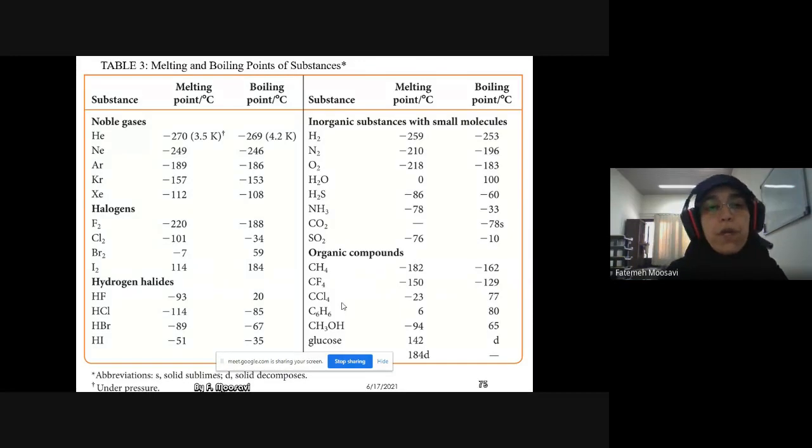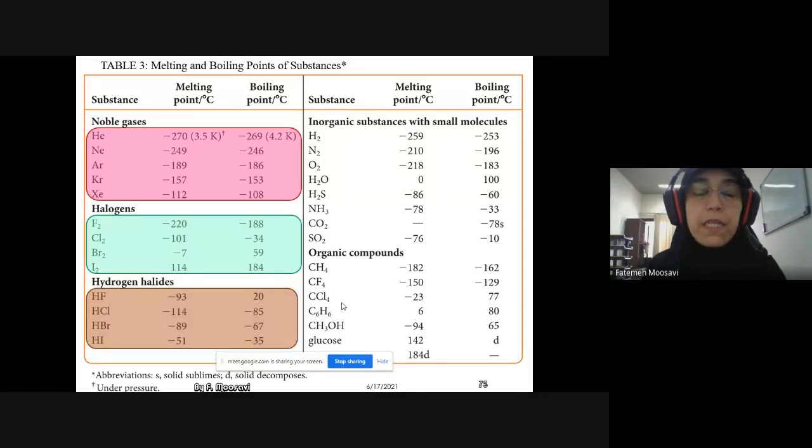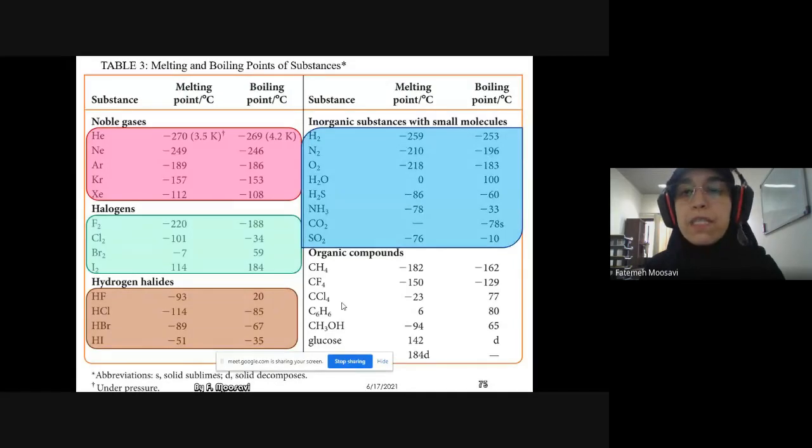To understand this point of view, please compare different types of compounds or substances for their boiling and melting points. In the case of noble gases, as we said, boiling point and melting point increase with the number of electrons since London interaction increases. In the case of halogens, the same is observed. For hydrogen halides, we see that increasing the number of electrons, the size of the molecule increases the melting point and boiling point. For inorganic substances with small molecules, we see the same. And in the case of some organic compounds, the same is observed.